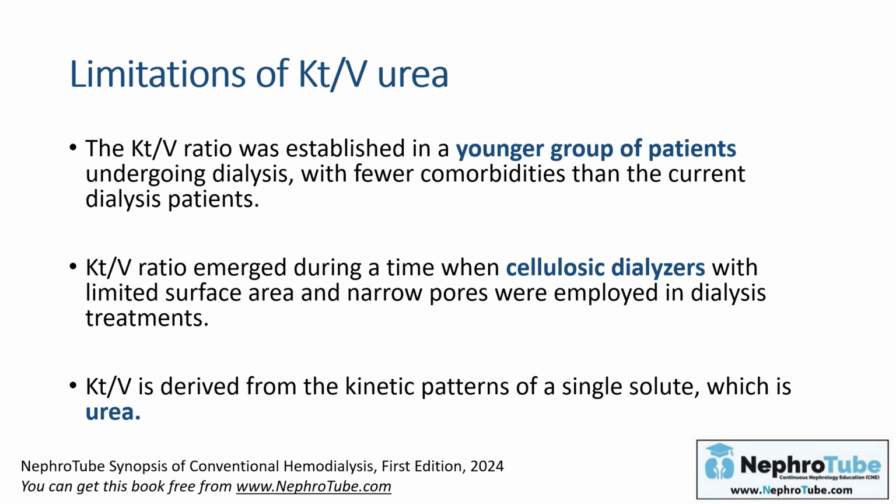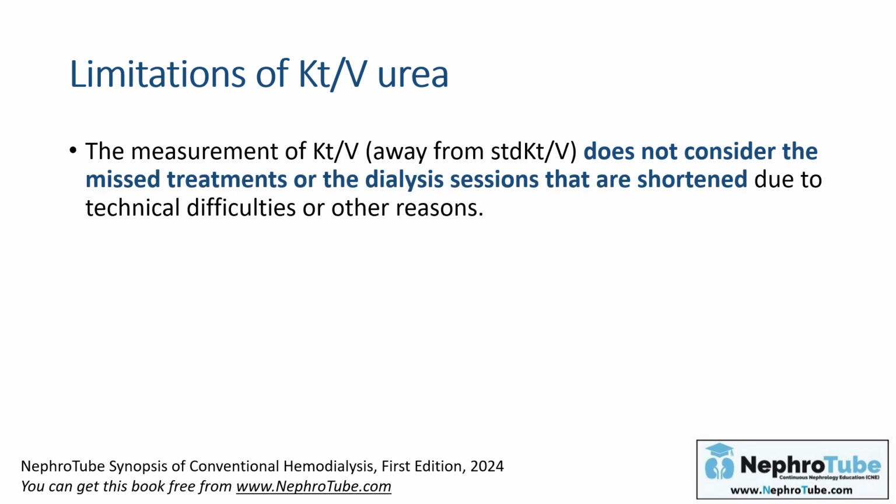Kt over V depends on the kinetics of only urea, and sure, urea clearance may not reflect the kinetic physical criteria of other uremic toxins. Also from the limitations is the measurement of Kt over V, but this is away from standard Kt over V. I am talking about single pool and equilibrated Kt over V. It doesn't consider missed treatments for dialysis sessions or dialysis sessions that are shortened due to any reason.